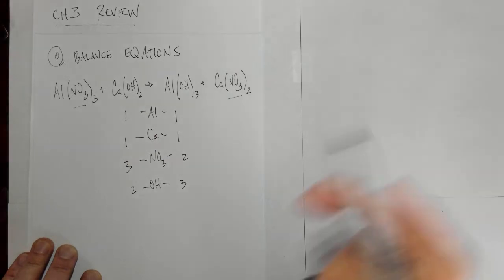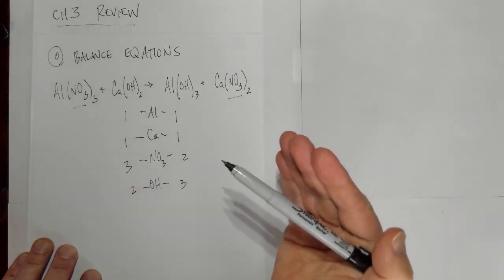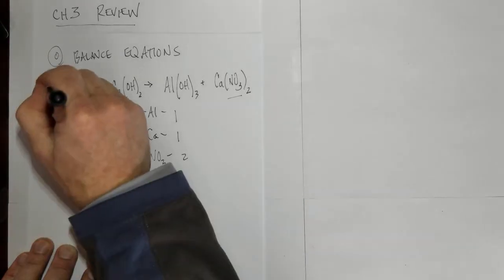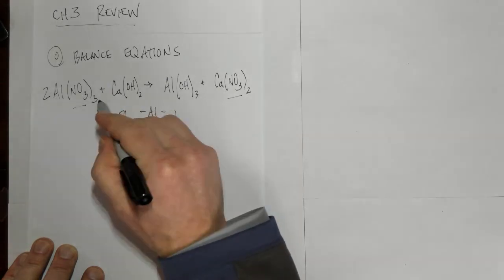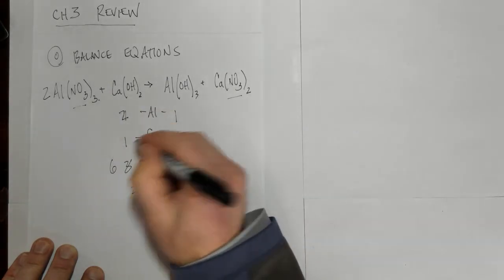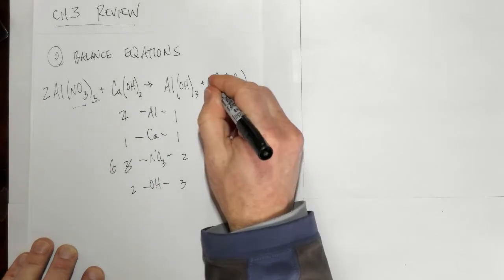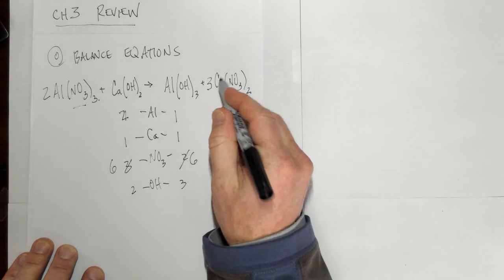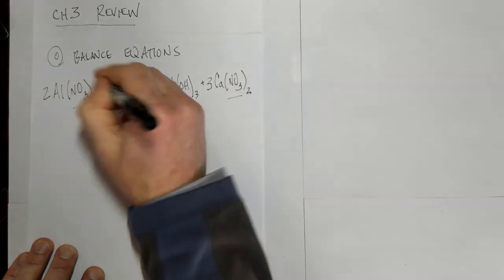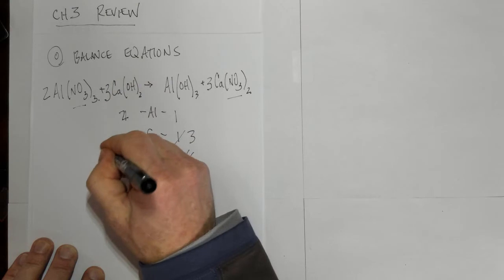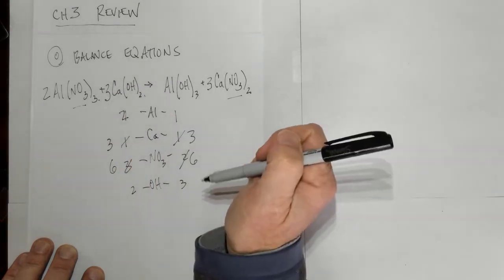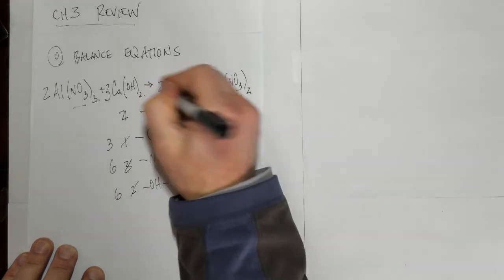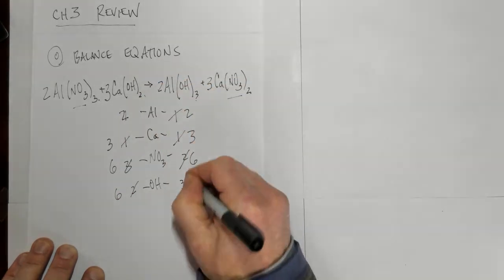So to make this equal on both sides, we've got to do a little guessing and checking. I'm going to try a 2 right here. That gives me 2 aluminums. That's going to give me 6 nitrates over here. It's going to make me put a 3 here, so then I've got 3 times 2 or 6 nitrates over here, but that makes my calciums have 3. That means I'm going to need a 3 here to make sure I got 3 calciums here. 3 times 2 means I've got 6 hydroxides over here. I'm going to need a 2 here because I need 2 aluminums, and 2 times 3 gives me 6 here.